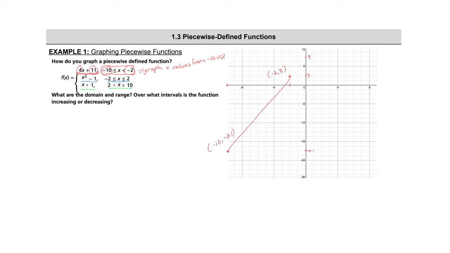You could do all the points and you'd see a bunch of points on this line if you go down 4, but I'm just going to kind of give it to you. So this is the line. This is 4x plus 11 from -10 to -2.